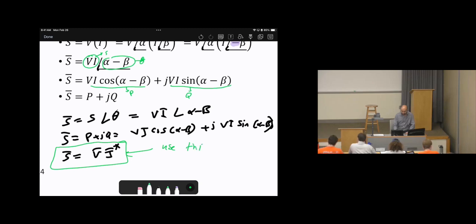How about the other formulas, how to find P, Q, S, theta? It's a complex number. So you know how to convert the complex number to polar, and you know how to convert complex numbers to rectangular coordinates. If you know how to do this conversion, then problem done. You don't need to memorize VI angle alpha minus beta or VI cosine, VI sine. You need to know just V bar times I bar conjugate, and that's it.